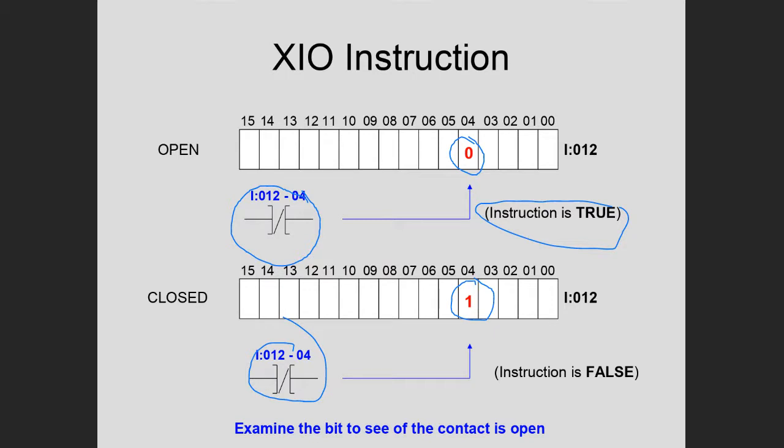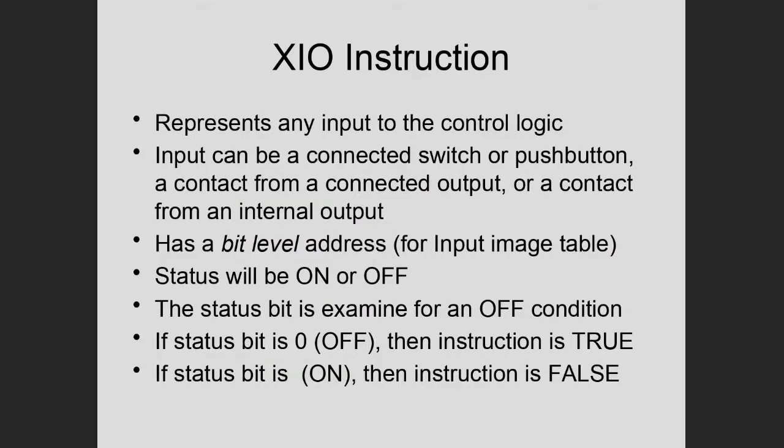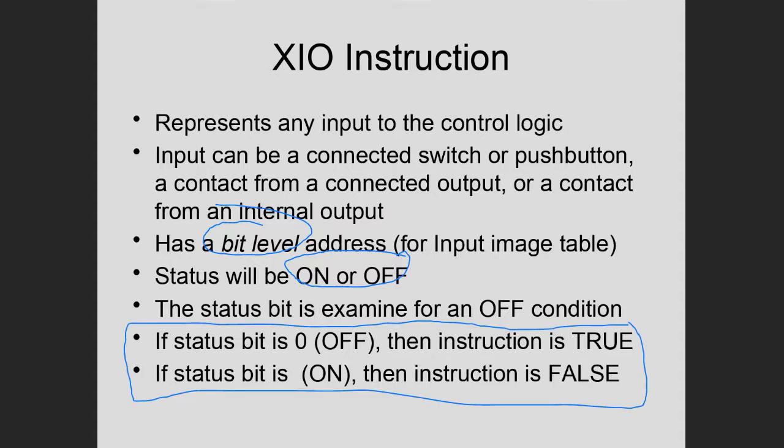You can go through here for the same point-by-point description of this instruction. Again, it's a bit level instruction. It works on the on-off status, but I think the thing to remember is right here at the bottom. This is how it works. It's actually looking for this condition right here, the off condition. It's looking for the presence of a 0 in the cell in the input image table in order for this instruction to be true.